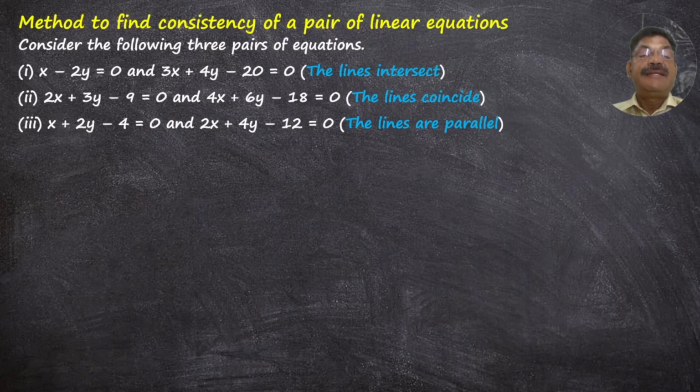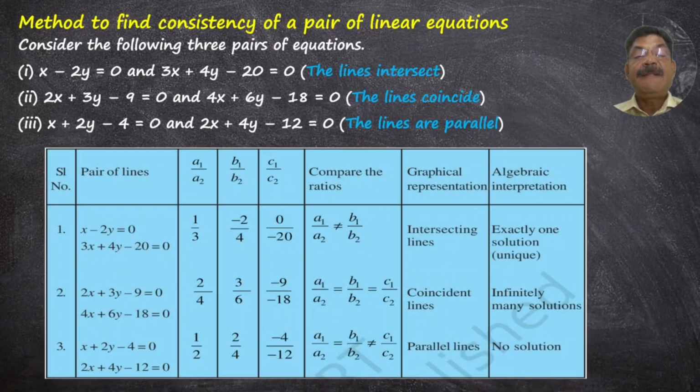Next, x plus 2y minus 4 equal to 0 and 2x plus 4y minus 12 equal to 0. The lines are parallel. So how to find the consistency? Now you look at this table. So x minus 2y equal to 0, 3x plus 4y minus 20 equal to 0. This is the first pair.